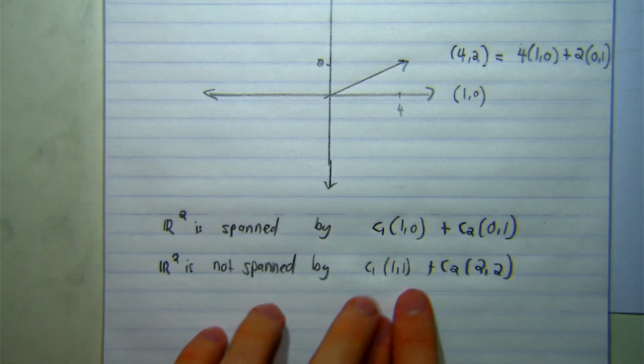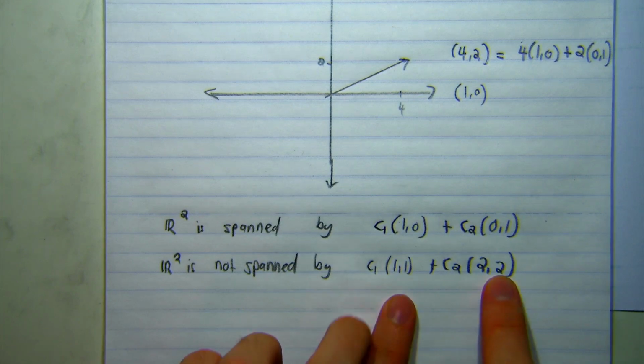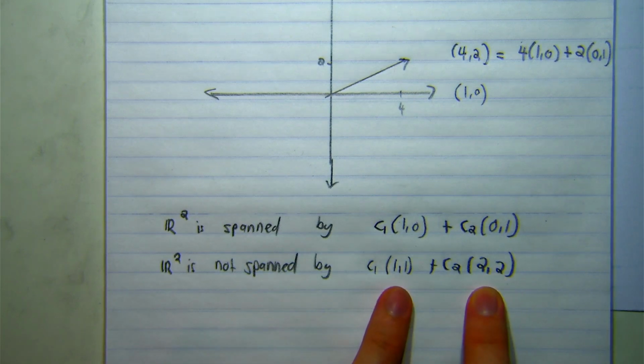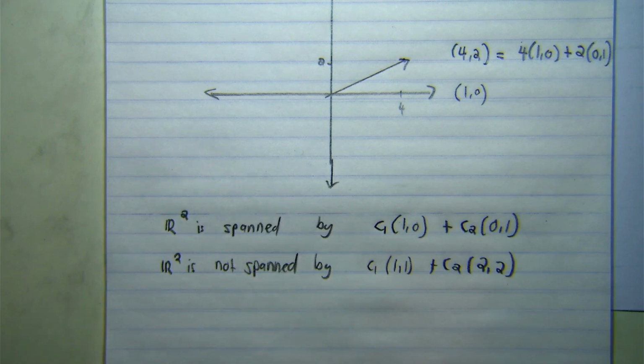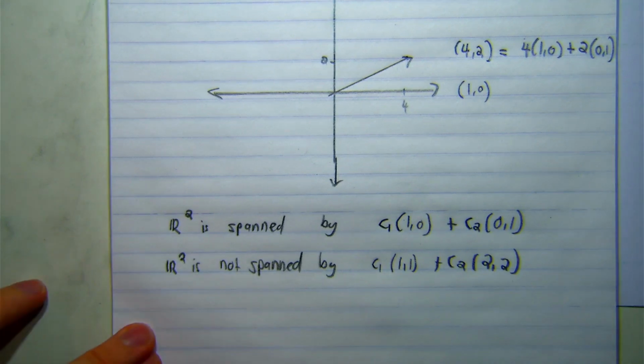But on the flip side, dependent vectors like this one, (1, 1) and (2, 2), you cannot span R2 with these vectors. Okay, so this is just some intuition and some examples as to what linear independence and dependence is.